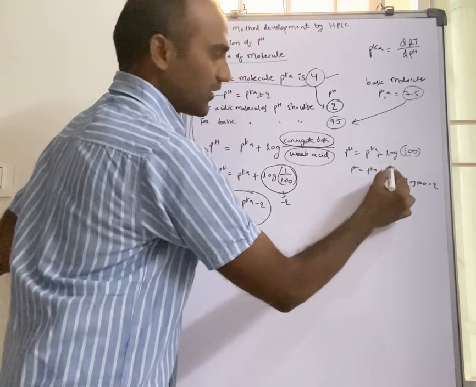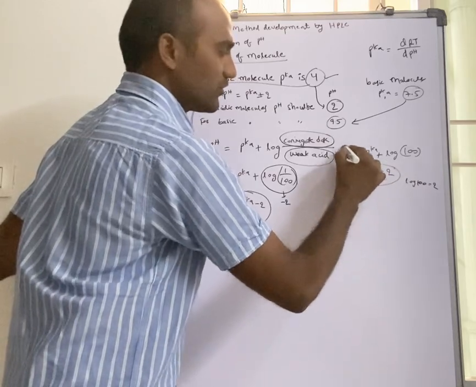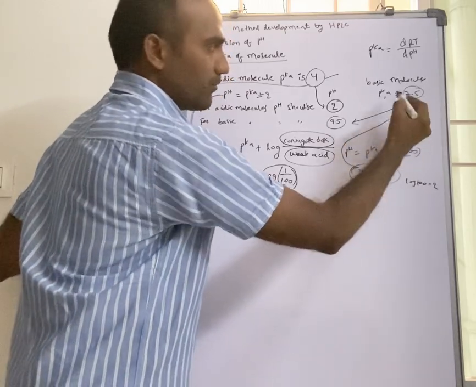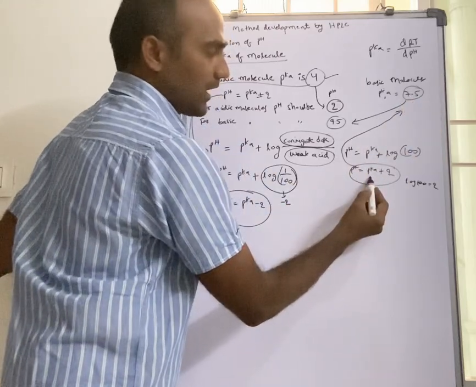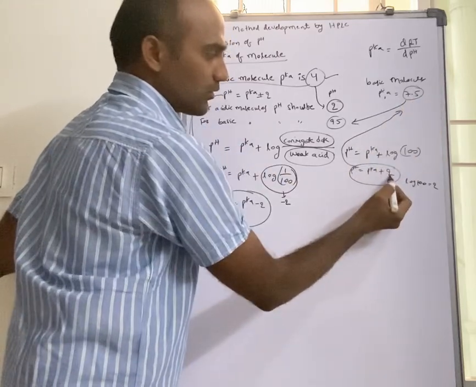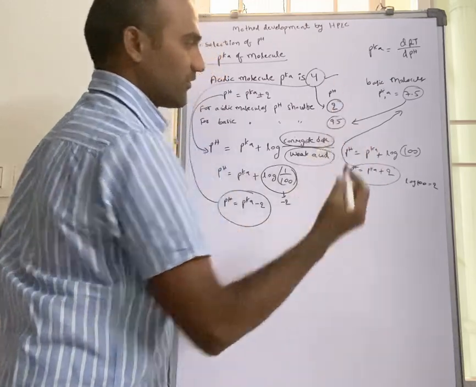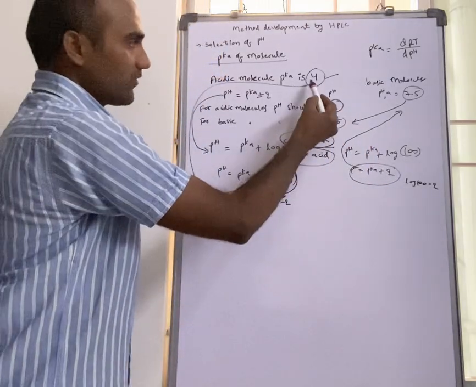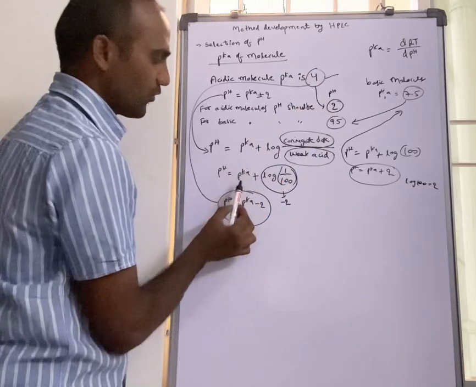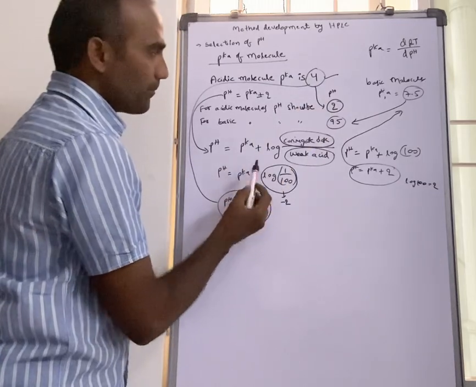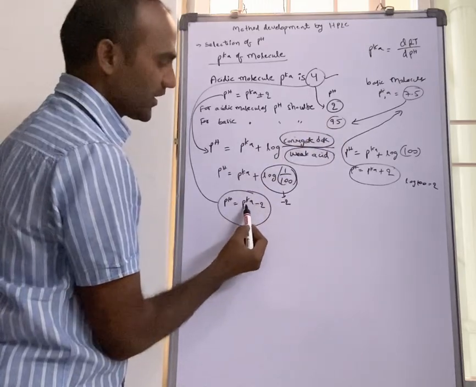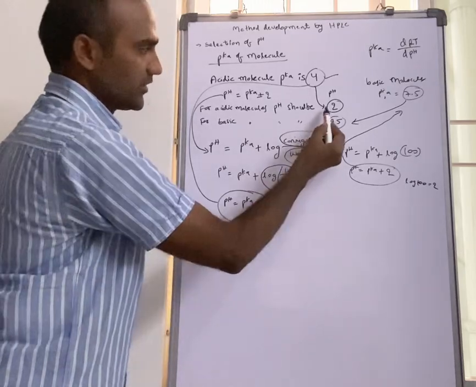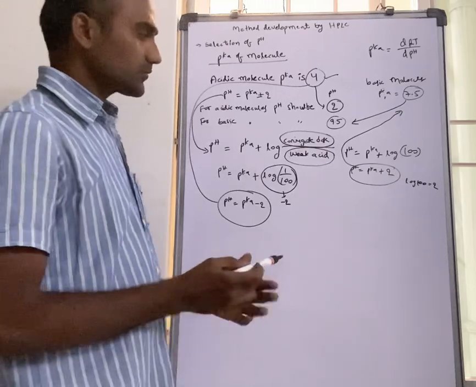So according to this, for basic molecules, if the pKa is 7.5, plus 2, the pH should be 9.5. Here, for acidic molecules, the pKa is 4 and the pH should be 2 units below, meaning minus 2. pKa 4 minus 2, pH is equal to 2. Okay.